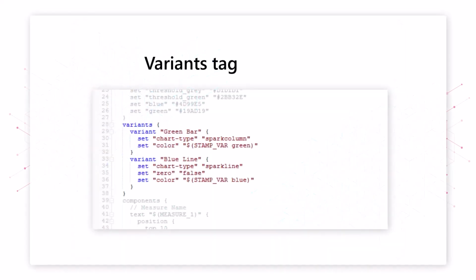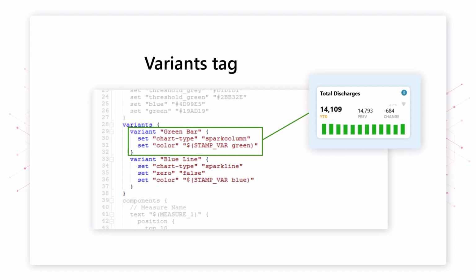In this new stamp file, we have 2 variants. Variant green bar changes the chart type to spark column and the chart color to green. Variant blue line changes the chart type to spark line and the chart color to blue.